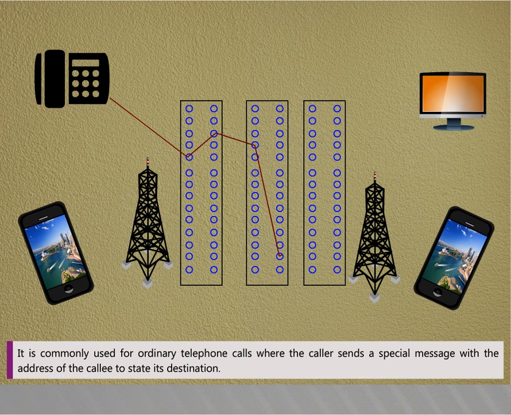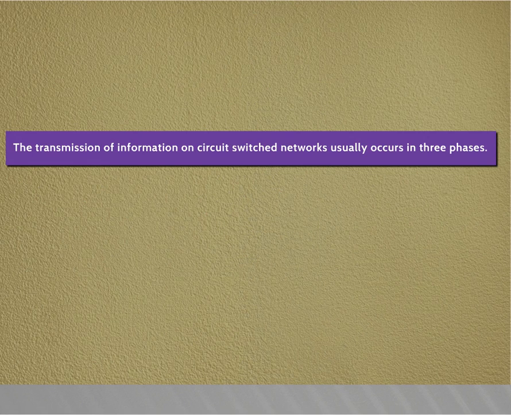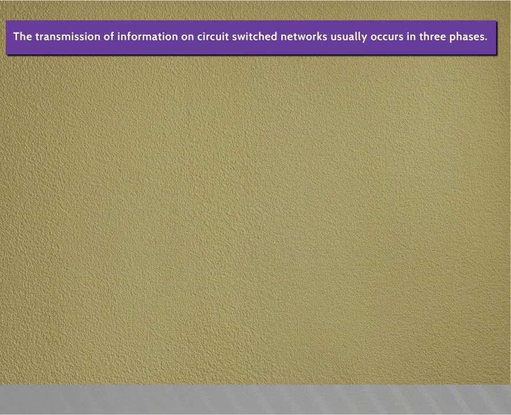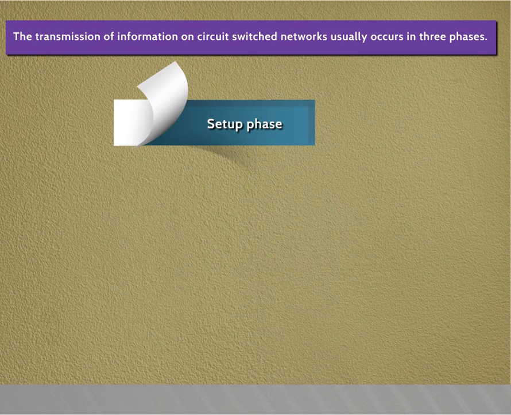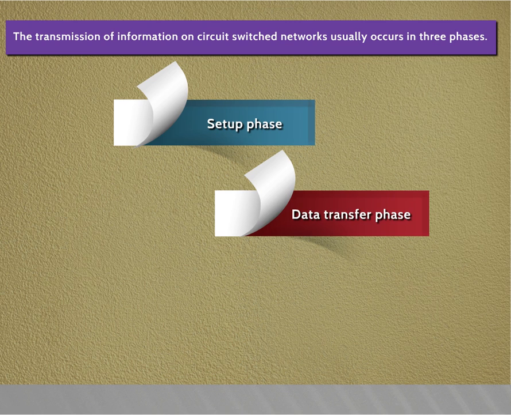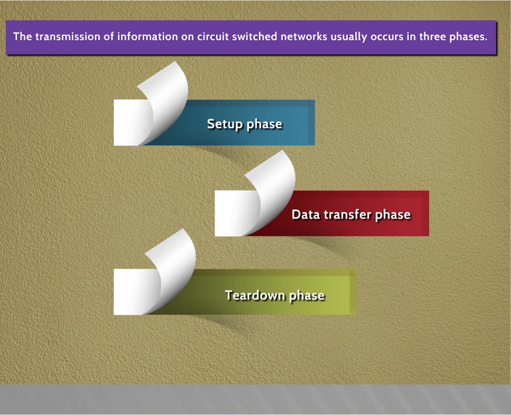It is commonly used for ordinary telephone calls where the caller sends a special message with the address of the callee to state its destination. The transmission of information on circuit switched networks usually occurs in three phases: setup phase, data transfer phase, teardown phase.